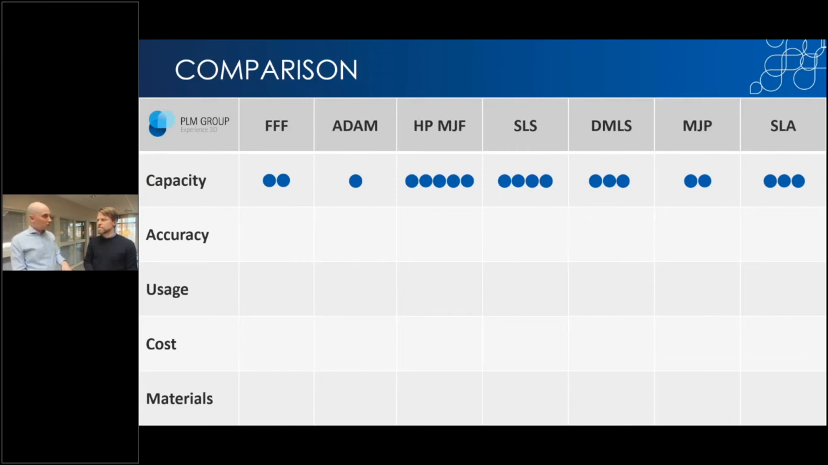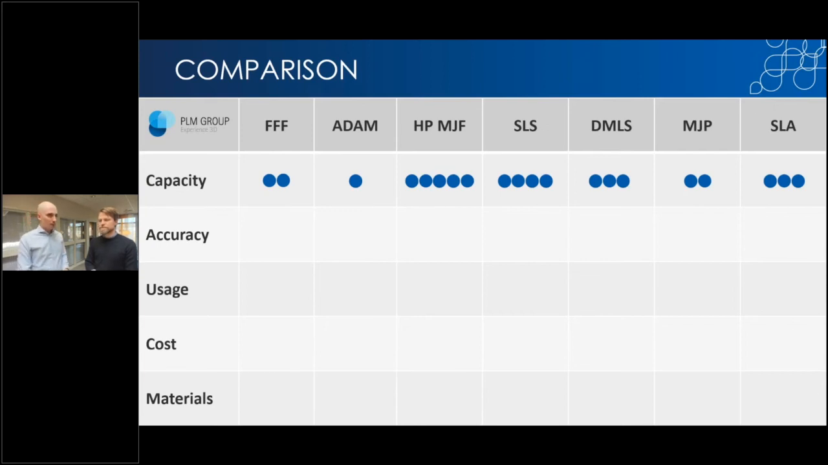SLA also gives a high throughput. But if you only need prototyping or low volume production, an FFF machine for plastics or an ADAM machine for metals is a great option. That would do the trick for prototyping. And for high quality prototyping, I would say multijet printing. That's a great way to get nice quality parts.